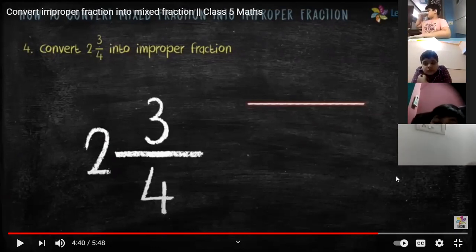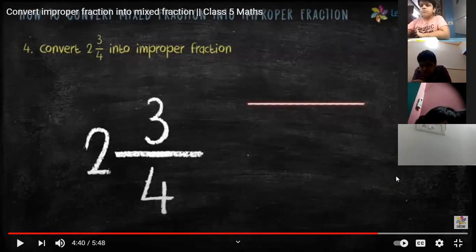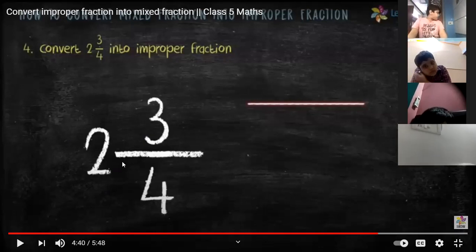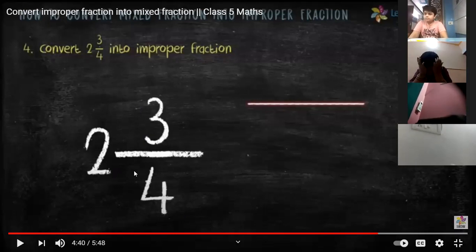Ma'am, I am confused about what we call this 3 and this 4 and this 2. Okay, ma'am is going to repeat. Listen. This 3 is the remainder. This 2 is the quotient, and this 4 is the divisor. Again, 3 is the remainder, 2 is the quotient, and 4 is the divisor. Now it is clear.